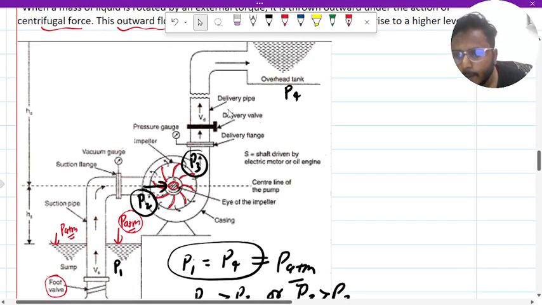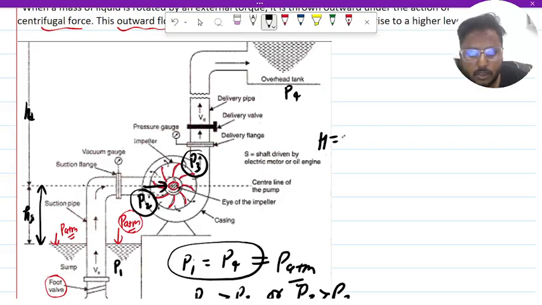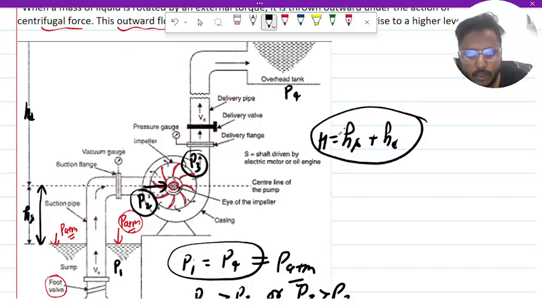This is HS, the suction head. This is HD, the delivery head from the pump to the overhead tank. HS is the sump to pump distance, and the total head H is HS plus HD.